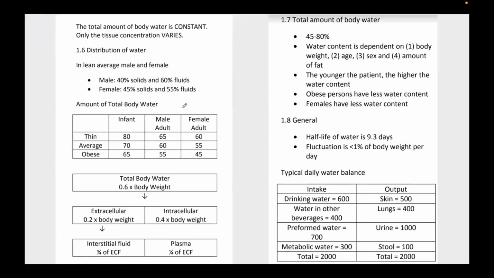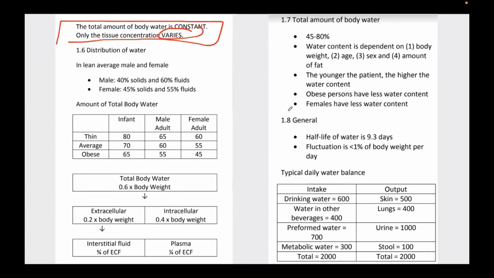So as you can see on your screen, this is information that we do not need to memorize. These are just nice to know. We will focus on the more important information for biochemistry. The total amount of body water is constant. Only the tissue concentration varies. Again, do not forget, our total body water is constant. Only the concentration changes depending on the tissue.